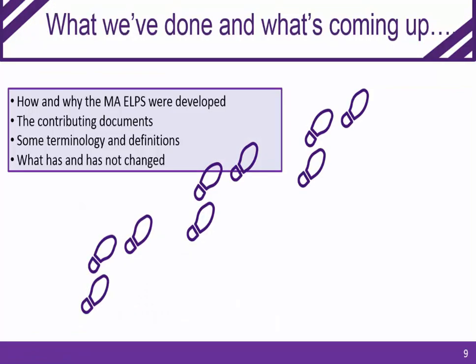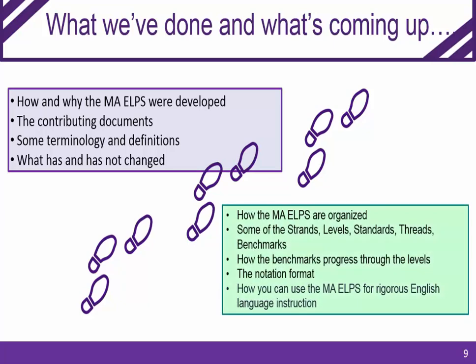What we've covered so far is how and why the Massachusetts ELPs were developed. We touched on the contributing documents and some terminology and definitions, and we looked at what has and has not changed. For sessions 2 and 3, we'll go deeper into the document. We'll see how it's organized. We'll look at specific strands, levels, standards, threads, and benchmarks. We'll look at the progression of the benchmarks through the levels, and we'll look closely at the notation format. We'll also look at how you can use the document, how the different layouts lend themselves to different uses, and how increased rigor is woven throughout the Massachusetts ELPs for adult ed.